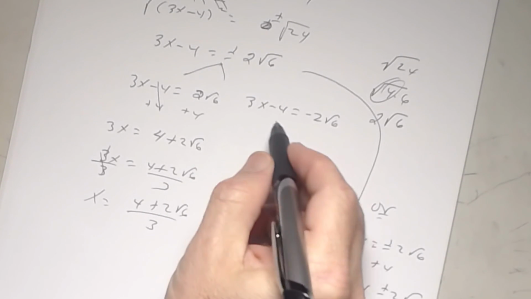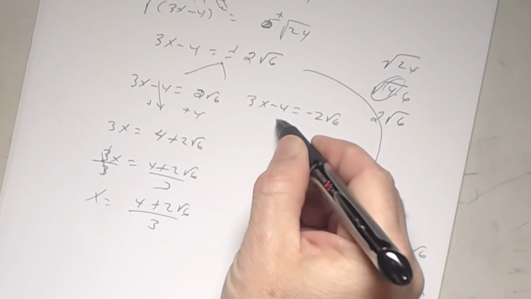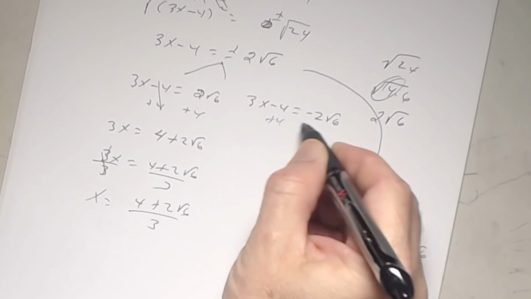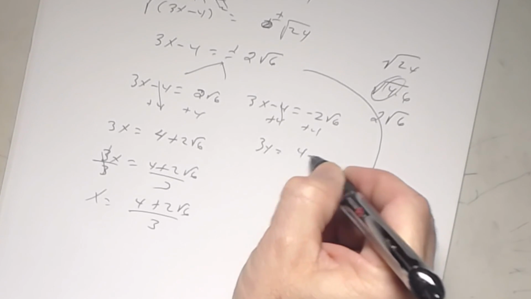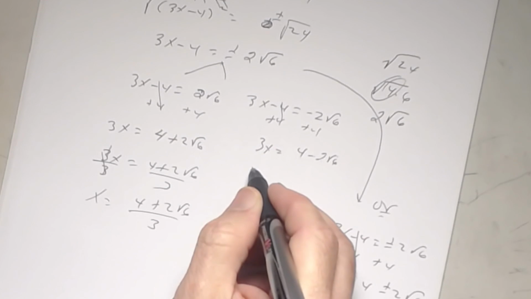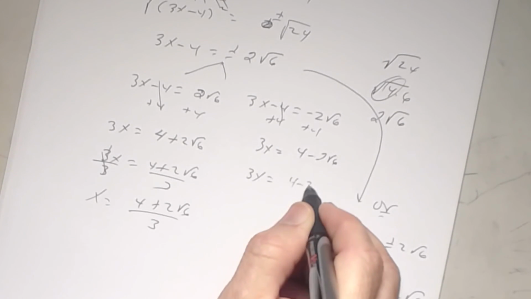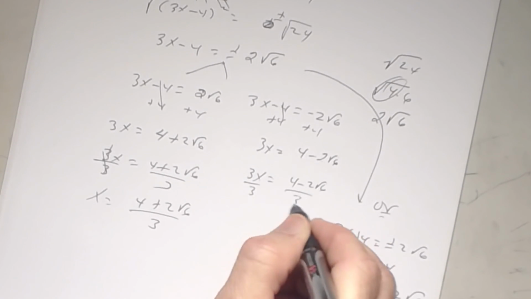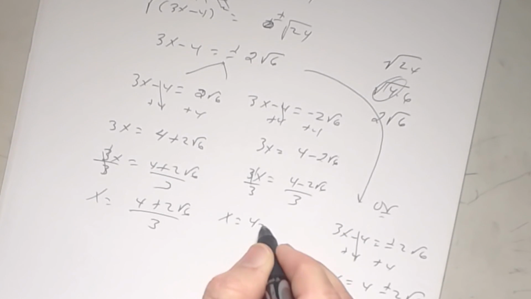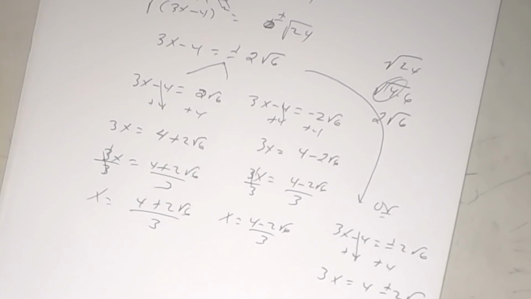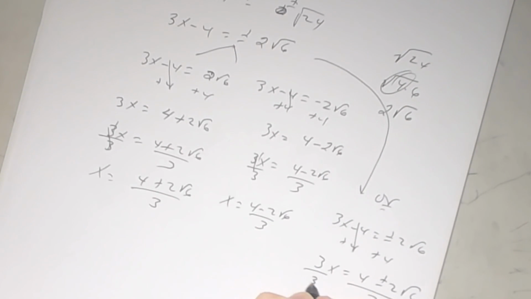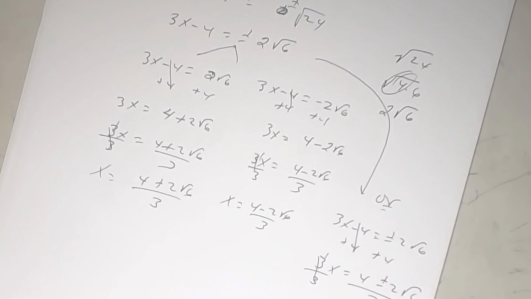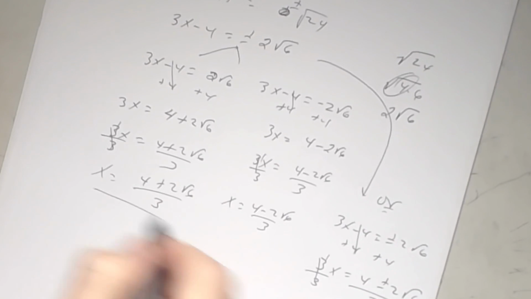Do the same thing with this one. Here you're going to do what? Add 4. So you get 3x equals 4 minus 2 square root of 6. One more step is to do what? Divide both sides by 3, and then there's your answer. So x is 4 minus 2 square root of 6 divided by 3. Now, she would have just divided both sides by 3 like this, and her answer would have been 4 plus or minus 2 square root of 6 over 3.